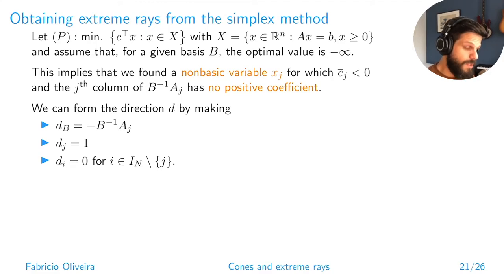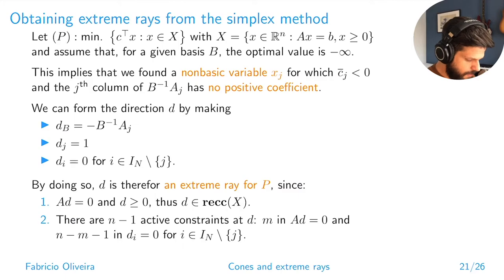And from that, what you can do then is say, well, my d_B is going to be my minus B minus 1 a_j. So this is my direction. Remember that this d_B is the symmetric of the u. So these are positive when these are negative, because of this minus. That non-basic variable is the one that gets my 1 and everything else gets 0. And that direction here is going to be a direction that is an extreme ray.